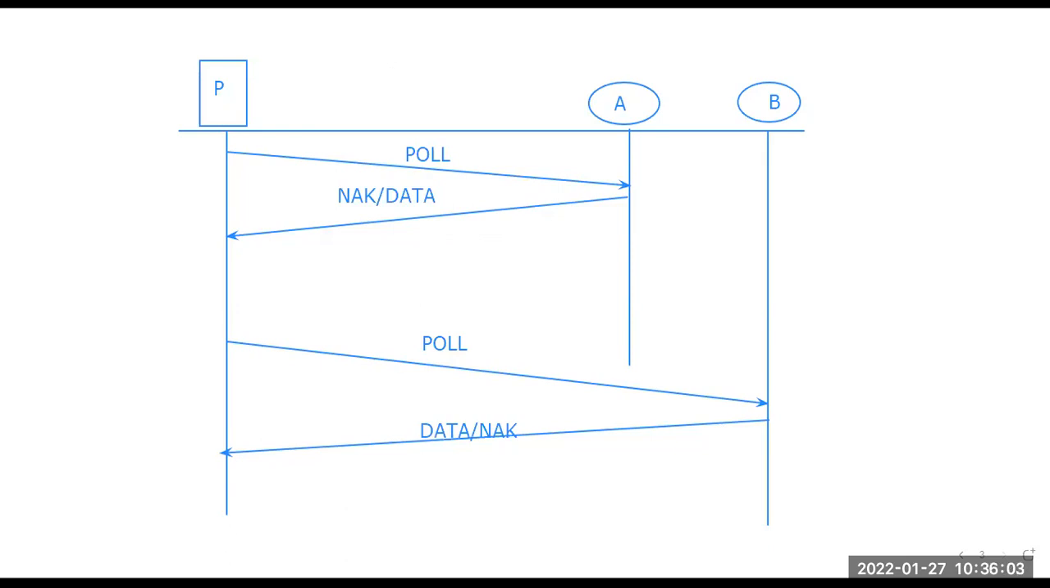So the polling, and the first one we talked about, the reservation. So two processes we have talked about. Then there is another process, the third, that is the token process. There is another process that is known as the token passing process.